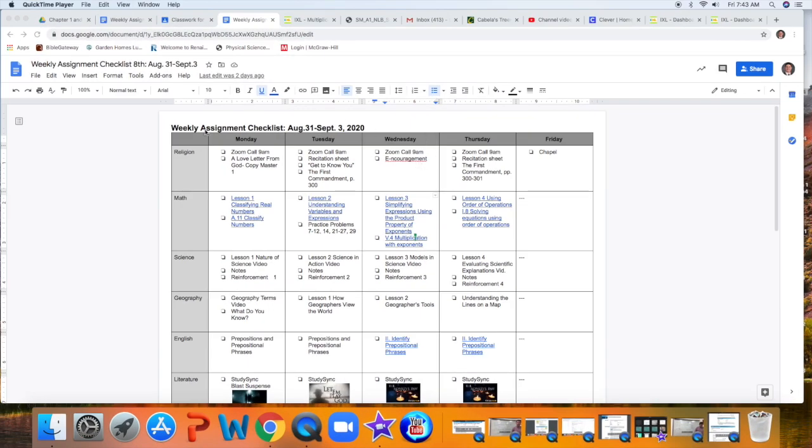You can see here on our weekly assignment checklist, the digital copy that is found on Google Classroom, the link to our IXL activity. If you want to get to that IXL assignment from this, you can just click directly here and it will link you to that.